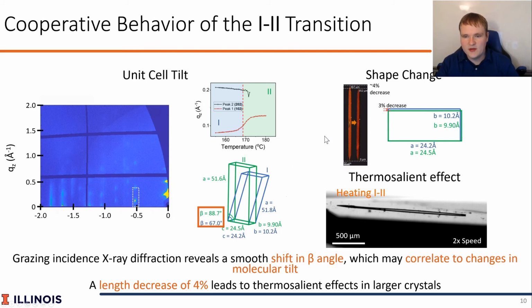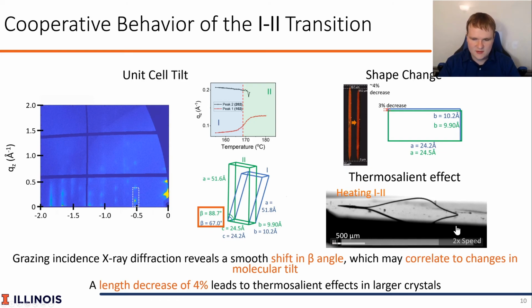At the same time, we also see a significant shape change to the crystals, where it shrinks by about 4% along the long axis. And this seems to be correlated to the change in the B direction, which is a decrease of about 3%. And this contains the pi stacks that we expect to be along the long axis of the crystal. And in the larger crystals, so on the order of a couple of millimeters, these crystals will actually bend and significantly move during the phase transition.